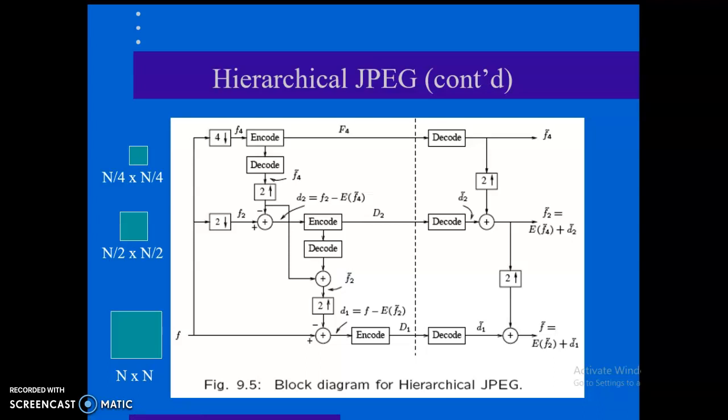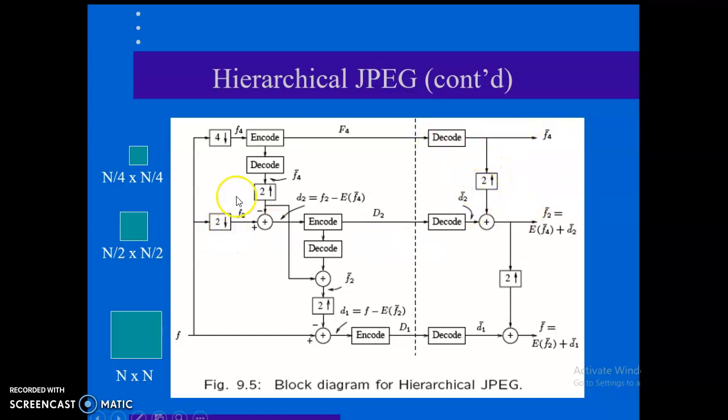Block diagram for hierarchical JPEG: n by 4 cross n by 4 here, n by 2 cross n by 2 here, n cross n here. In the hierarchical JPEG block diagram, f4 is given to encode, and the output is given to decode, then f cap 4.